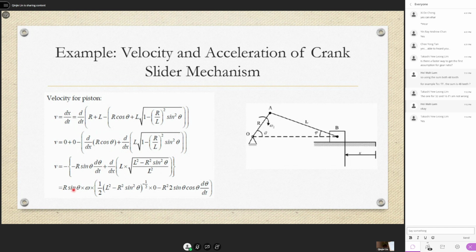Okay, so down here, this one, d theta over dt changes to omega. Then inside here, this whole square root is actually to the power of half. So what happens when you differentiate? The half you'll take down and then it will become minus half. That's why you end up with something like this.